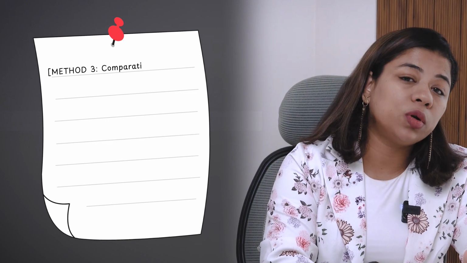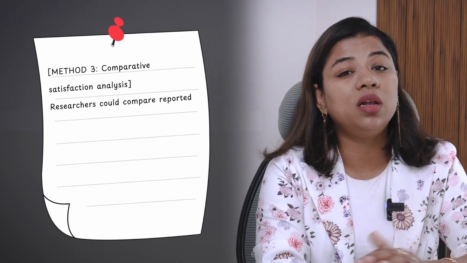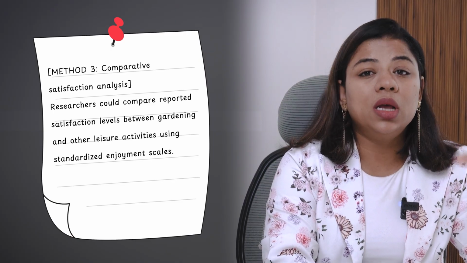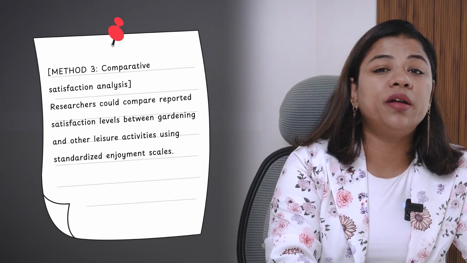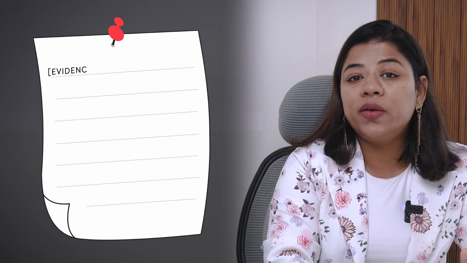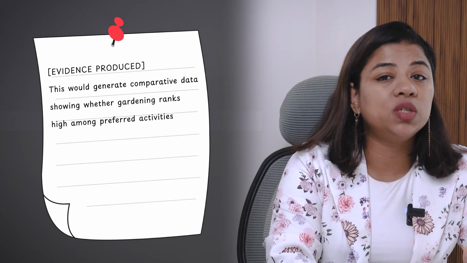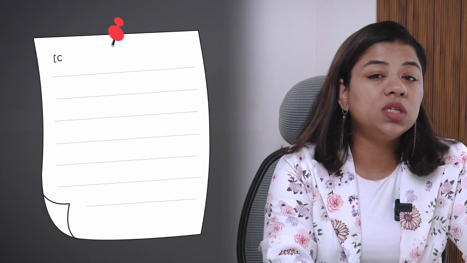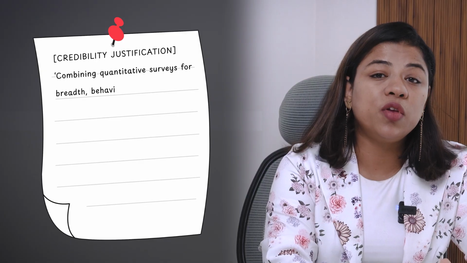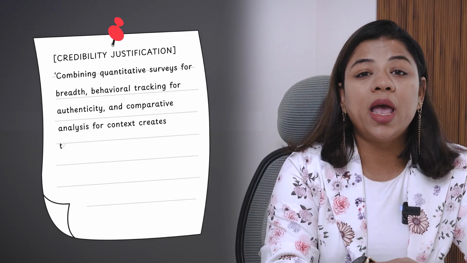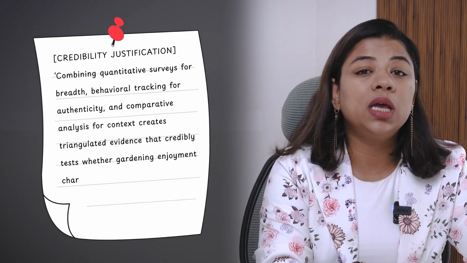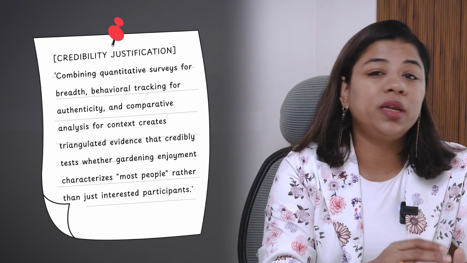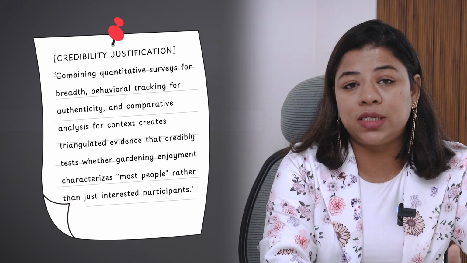Researchers could compare reported satisfaction levels between gardening and other leisure activities using a standardized enjoyment scale. This would generate comparative data showing whether gardening ranks high among preferred activities when measured against alternatives people choose for pleasure. Combining quantitative surveys for breadth, behavioral tracking for authenticity, and comparative analysis for context creates triangulated evidence that credibly tests whether gardening enjoyment characterizes most people rather than just interested ones.